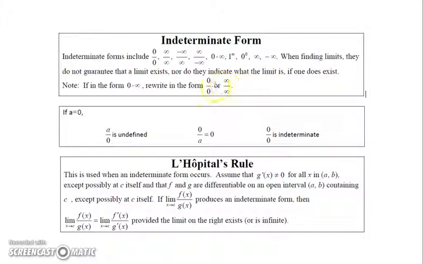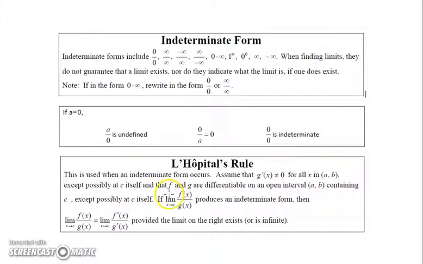So when finding limits, they're not going to guarantee us that a limit exists, nor are they going to tell us what the limit is if one exists. But a lot of times if we get one of those indeterminate forms, we're going to be able to find a limit, even though it doesn't necessarily guarantee. These last two here, infinity and negative infinity, are the ones that make it so we probably aren't going to have an answer. But the other ones, we're probably going to get an answer, after we do a little bit of calculus, L'Hopital's rule.